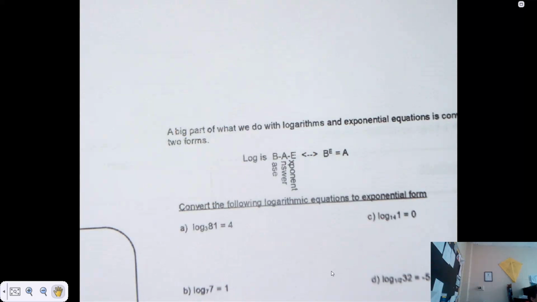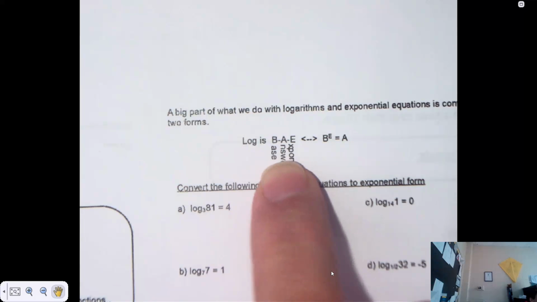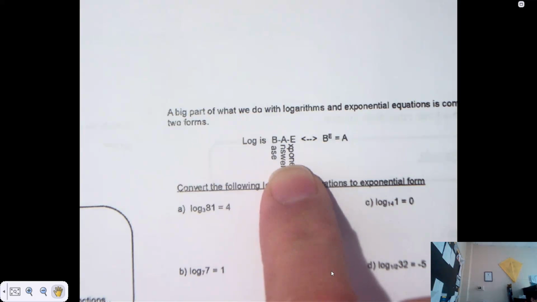Anyways, here's the whole log is bae thing. Log is bae. The B stands for base. A stands for answer or argument. E stands for exponent. And there's your equivalent form: b to the e equals a. Now, most of the notes you do today are about conversion. Convert the following logarithm equations to exponential form.